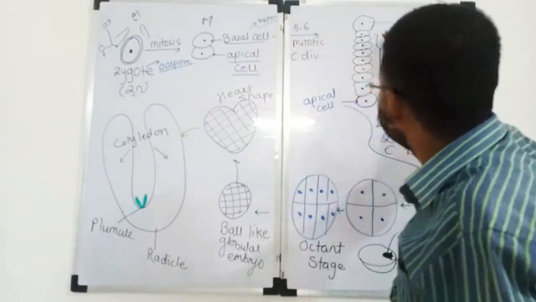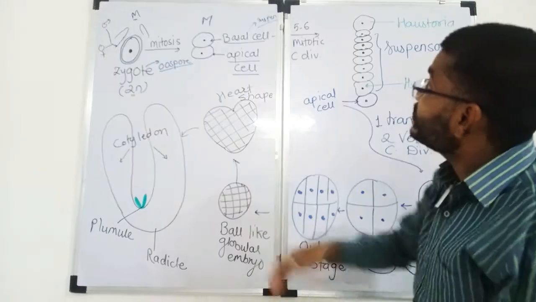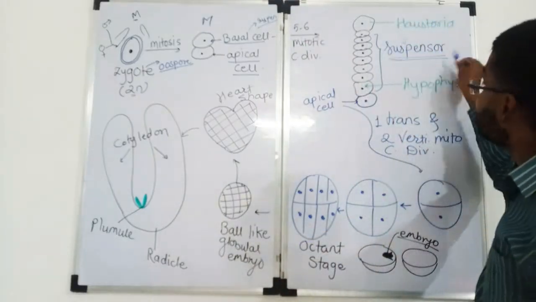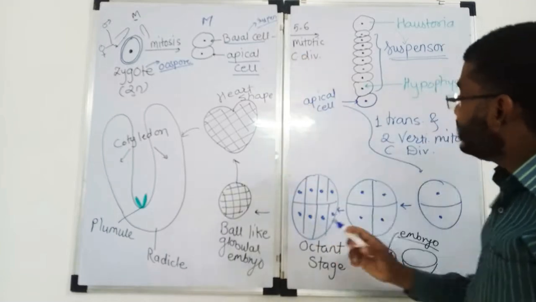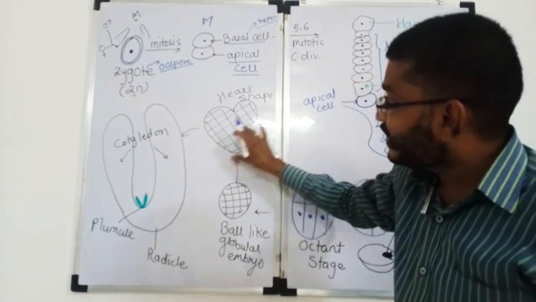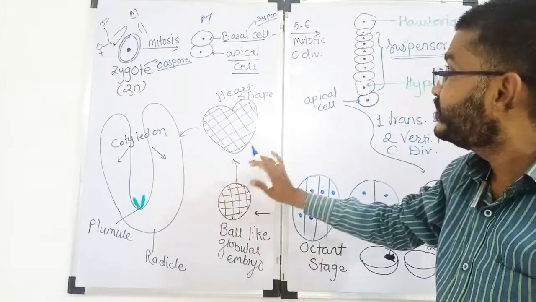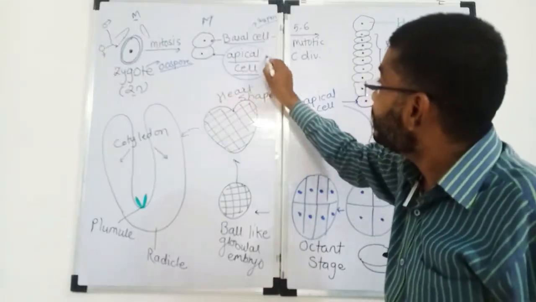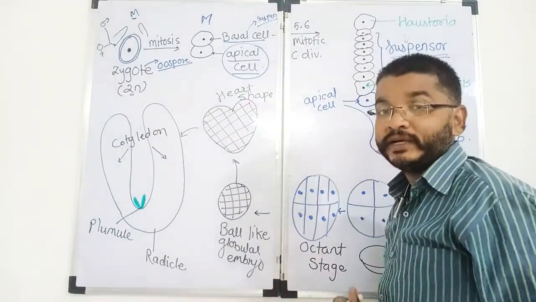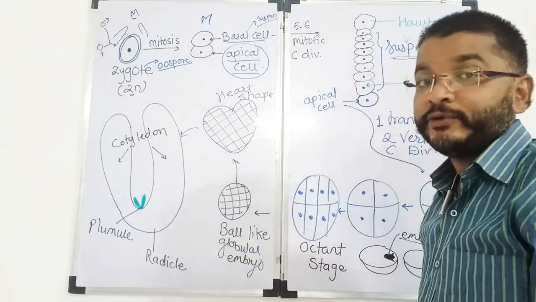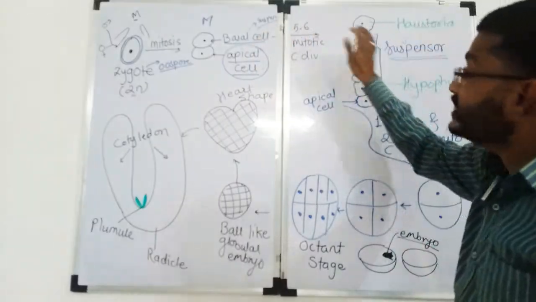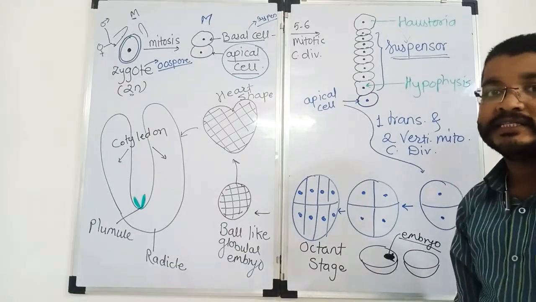produce a future suspensor. This basal cell is going to produce this suspensor. So this suspensor is going to be produced from a basal cell, and the multicellular, globular or heart shape or horseshoe shaped embryo is going to be produced from an apical cell, and therefore the apical cell is called embryonal proper. ह्याच्यापासून embryo बनणार आहे, therefore it is called embryonal proper. And basal cell is going to produce suspensor, therefore it is called suspensor cell.